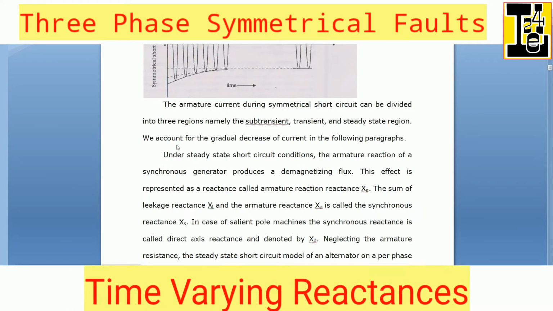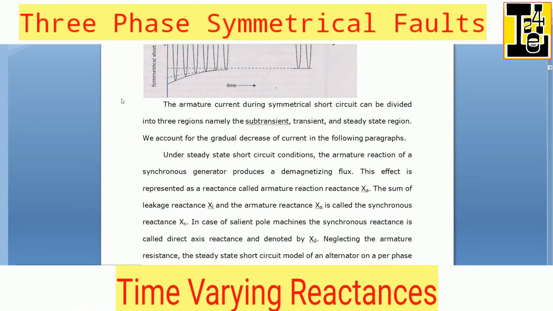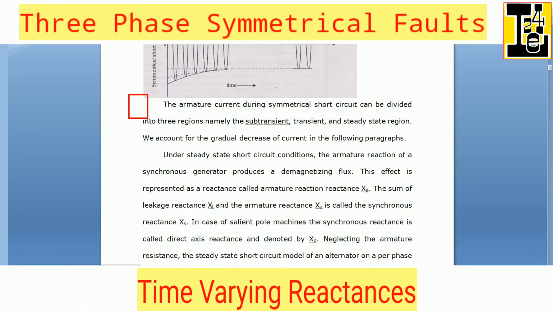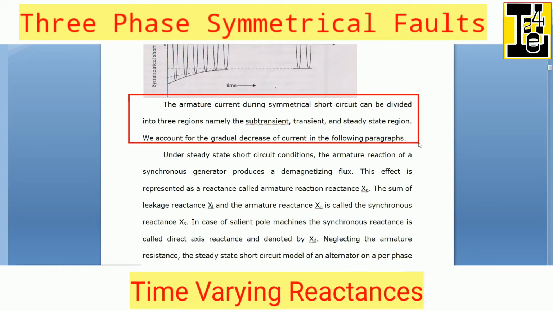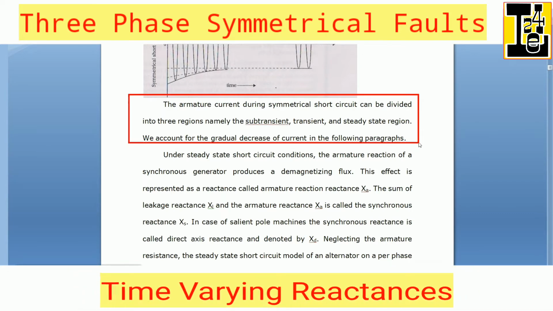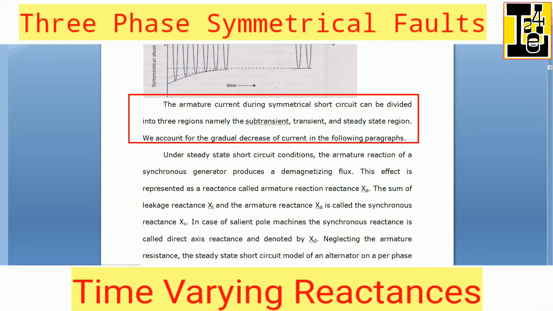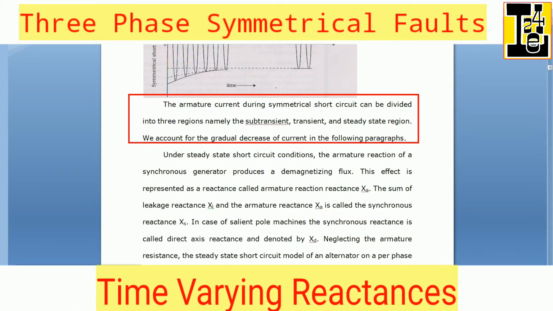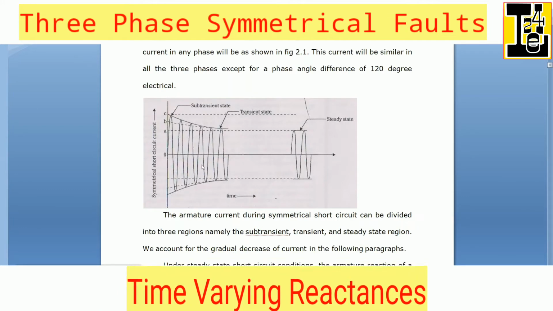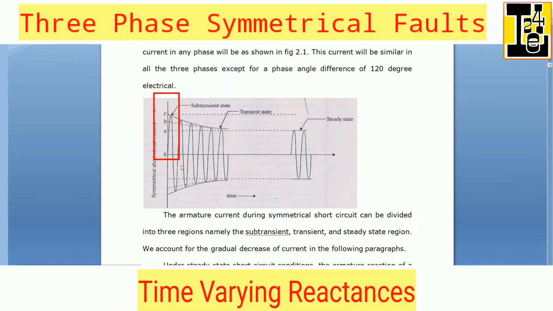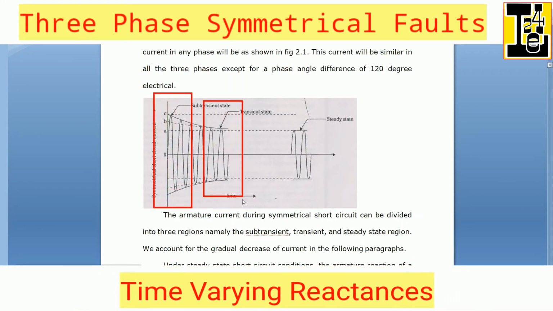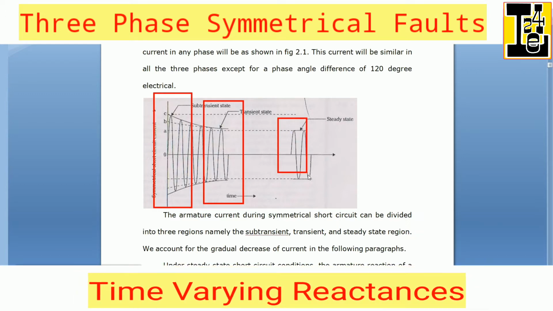The armature current during the symmetrical short circuit can be divided into three regions, namely subtransient, transient and steady state region. We account for the gradual decrease of the current in the subsequent regions. So here the current is maximum, then the current reduces gradually and comes to the normal state.